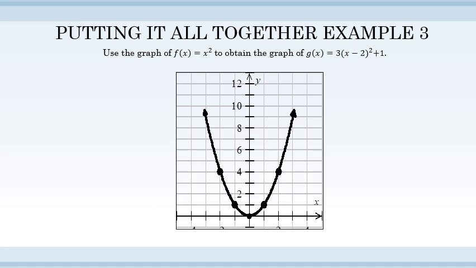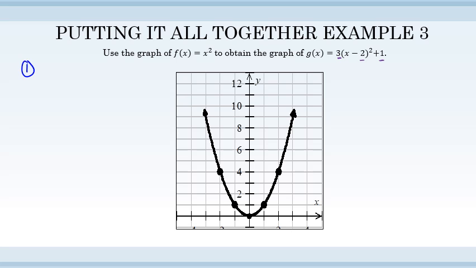Now let's look at a little more complicated one. Use the graph of f of x equals x squared to obtain the graph of g of x equals 3 times the quantity x minus 2 squared plus 1. In this case, we're going to end up having 3 different transformations: a vertical stretch, a horizontal shift, and a vertical shift. So let's start with our recipe.